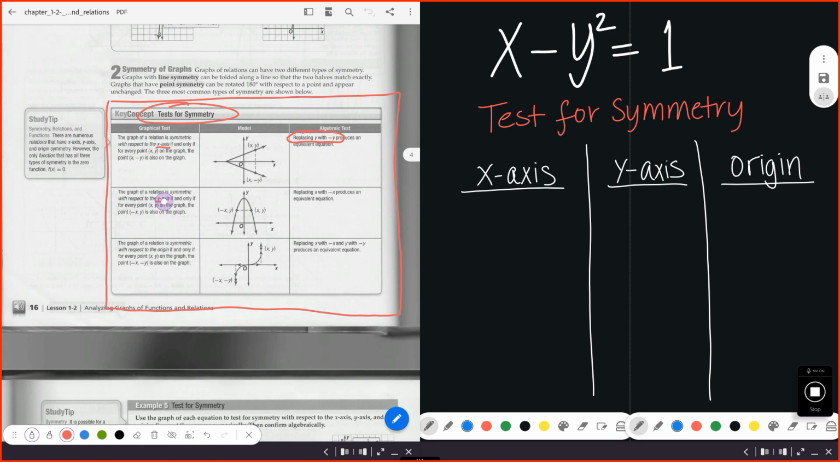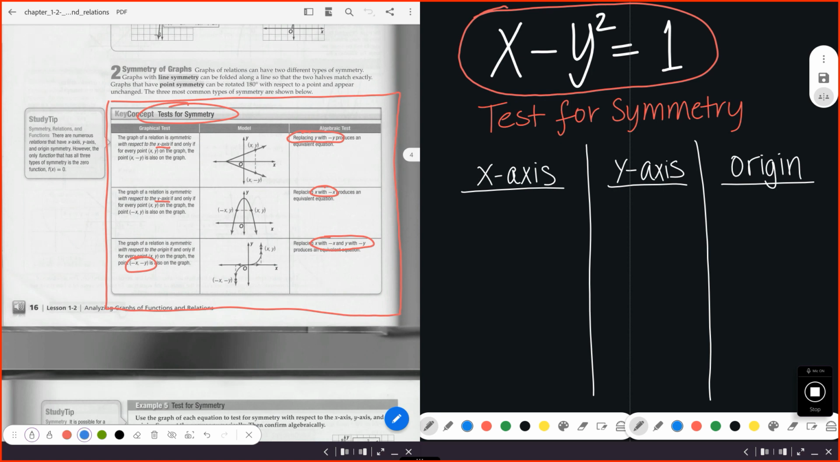Same with the y-axis: x becomes negative x. And the origin would be both x to negative x and y to negative y. This is how I like to organize things. I'm going to do my test on the x-axis, y-axis, and origin to see where it's symmetrical. My function is right there. Okay, so let's start solving this one.